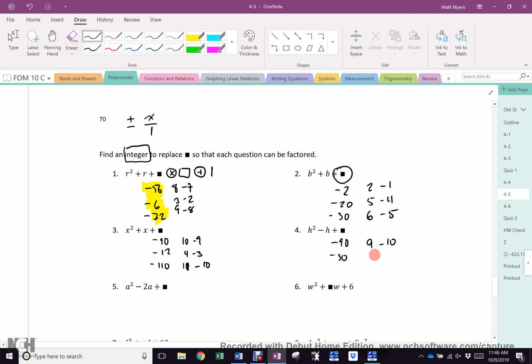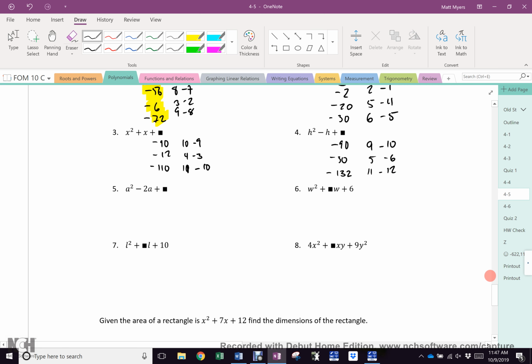Gersahil. Instead of the smaller number, there you go. So this will be 5 minus 6. Will negative 132 work? Why? Eleven minus 12. Yay! What's different about 5? It's a 2 now. So what do we know about our factors? How far apart must they be? 2. So give me a number that'll work here. 4. Why?